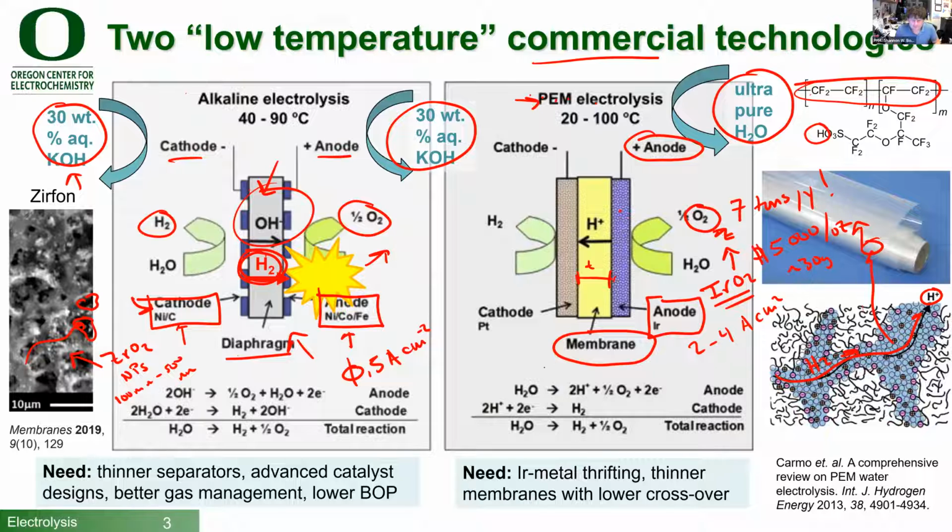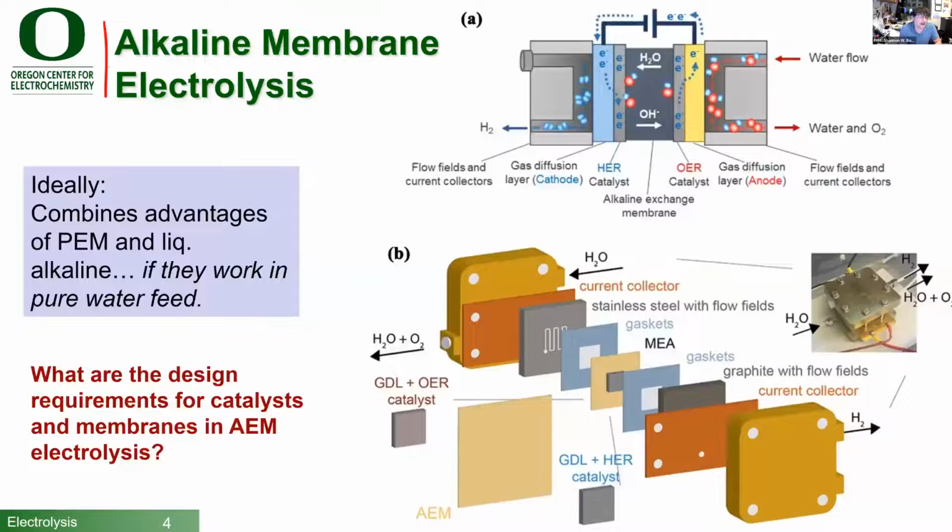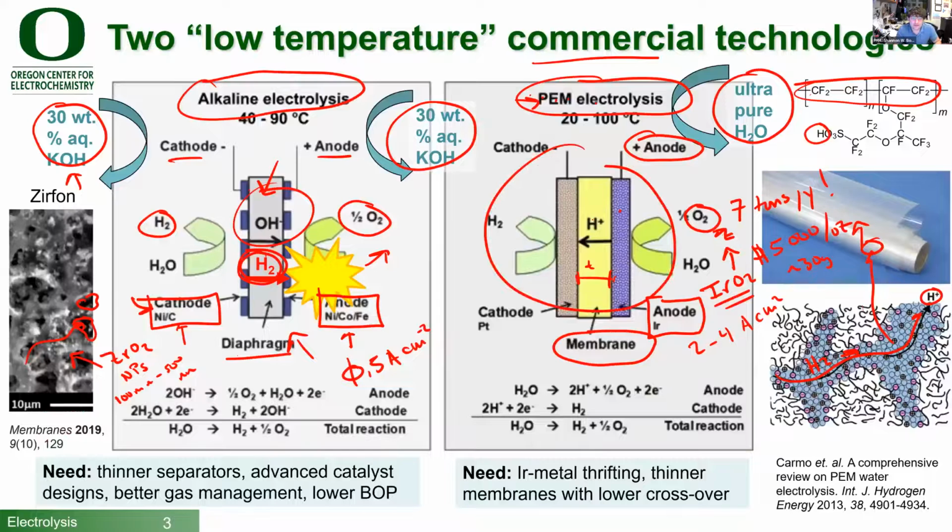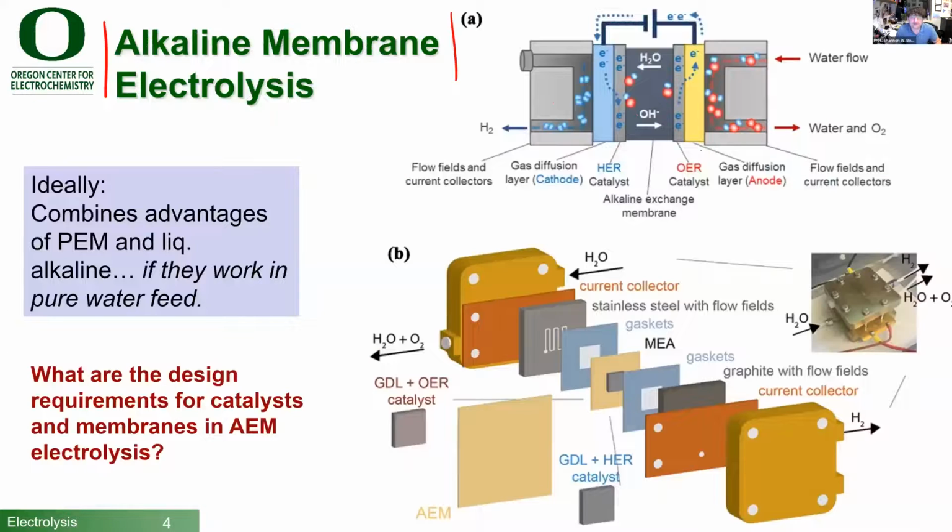So what we'd like to do and what we're working on in our group is combining the best features of alkaline electrolysis, liquid alkaline, with the best features of proton exchange membrane electrolysis, an alkaline membrane electrolyzer. And so it looks a lot like this electrolyzer, except instead of moving H+, we want to move OH-. And we need a hydroxide membrane to do that. So here's an example schematic of what it looks like. It's very similar. This is a single test cell in our lab where you have an anode, a cathode, a membrane, and the membrane is a hydroxide conductor.